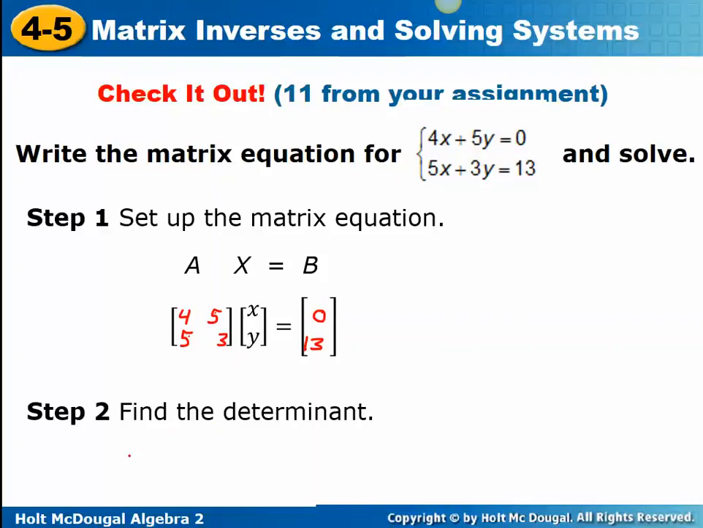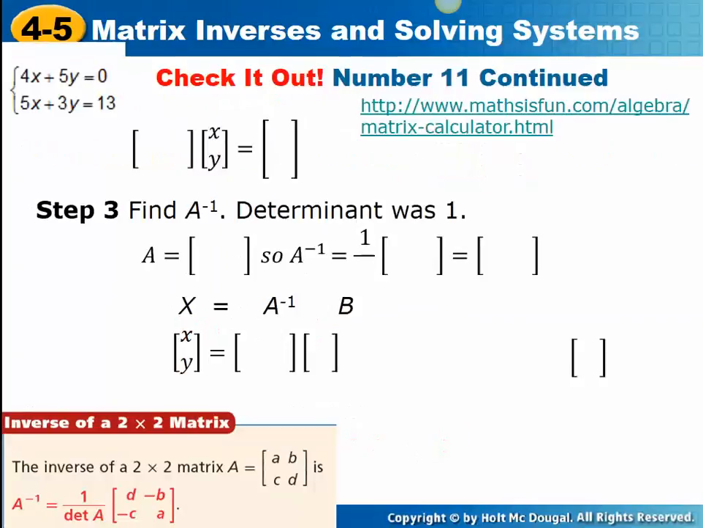So now, next you're going to find your determinant. Doesn't look like it's going to be 1, does it? So 4 times 3 minus 5 times 5. 12 minus 25 is negative 13. Okay, that's all right. It's all right if it's negative 13.